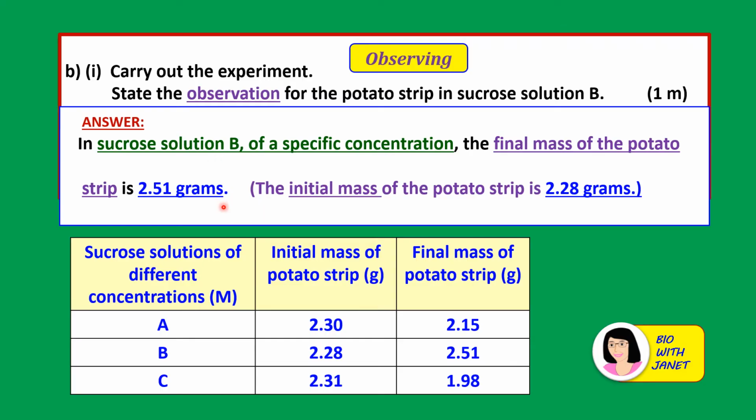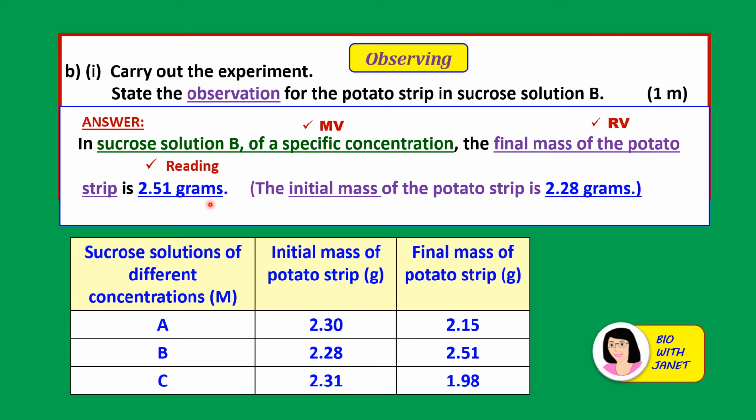So let's look at the components. What are the components of this answer? You must have MV. Your MV is stated here, the sucrose solution of specific concentration. And then your RV is the final mass of the potato strip. And the reading is 2.51 grams. Please have the units too.